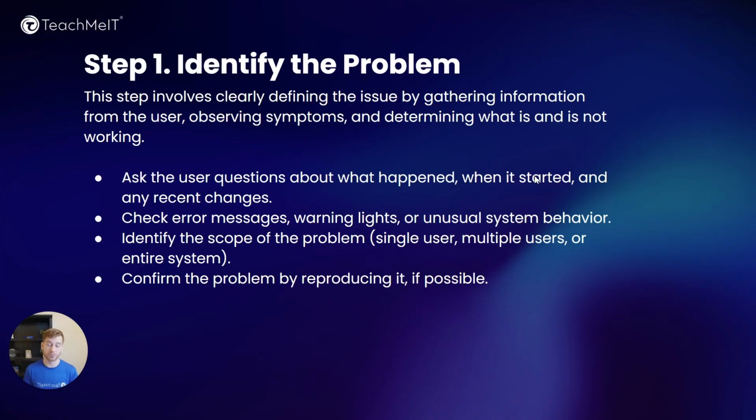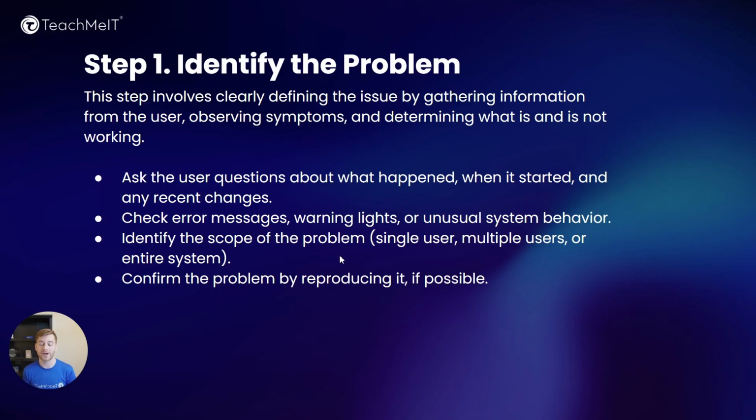The first step in troubleshooting is to identify the problem. This step involves clearly defining the issue. So, for example, if someone put in a help desk ticket about a monitor, that means getting the information from them, seeing how they're actually trying to use that monitor, observing how they're using it or the symptoms of the problem, and determining what is working and what's not working. You can ask the user or the employee who is having the problem about what's happening, when it started, any recent changes. You can check for error messages, warning lights, or any unusual system or device behavior.